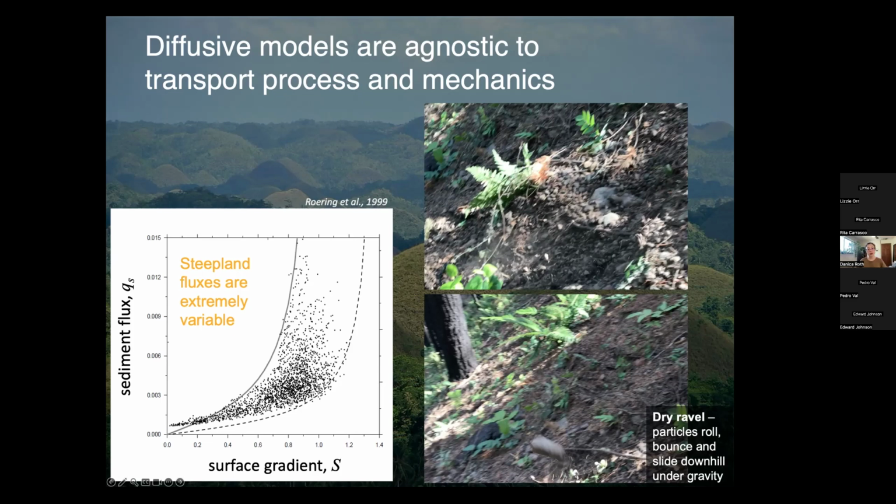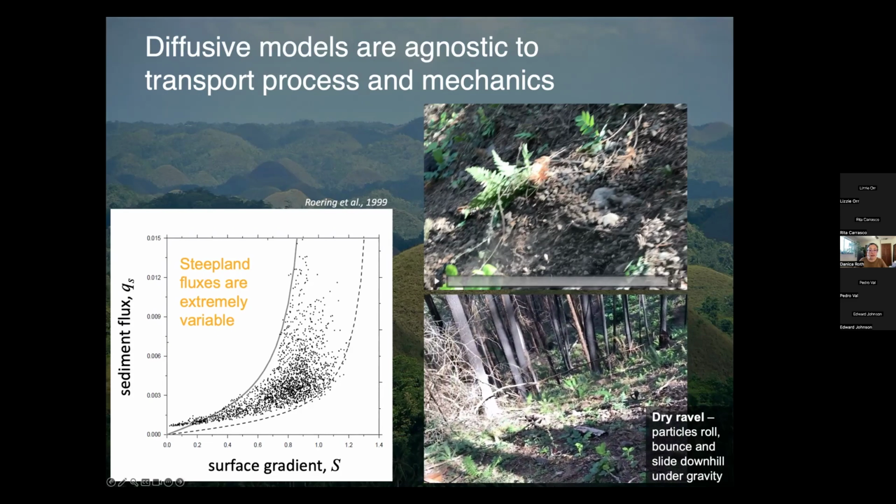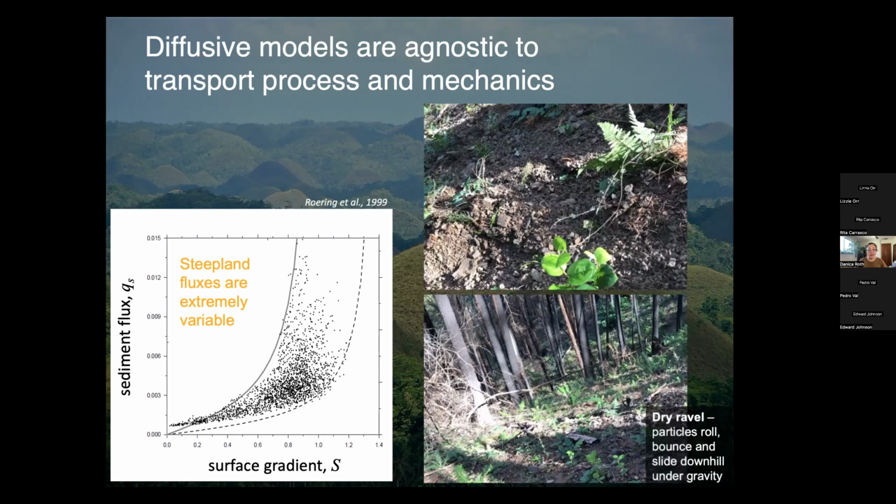One process that's very common in steep landscapes is dry ravel, or the rolling, bouncing, sliding of sediment downhill rather than soil creep. It's disturbance-driven. You can see just from these two videos how there's quite a lot of variability in the flux triggered by any given dry ravel event, which produces this very noisy real data with respect to surface gradient.